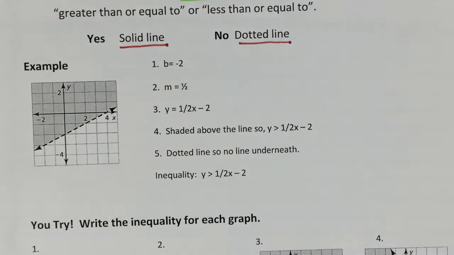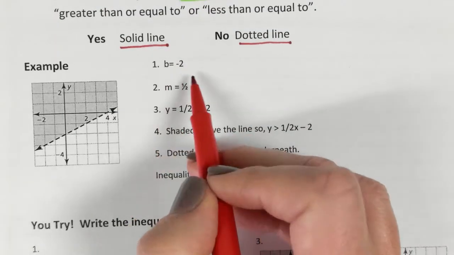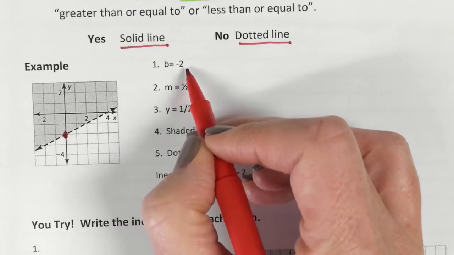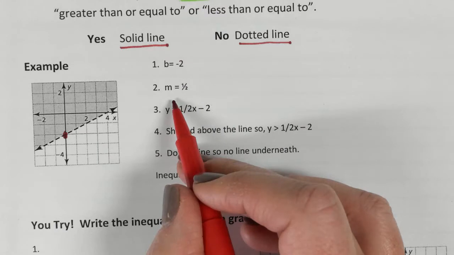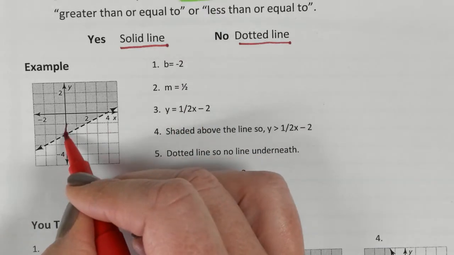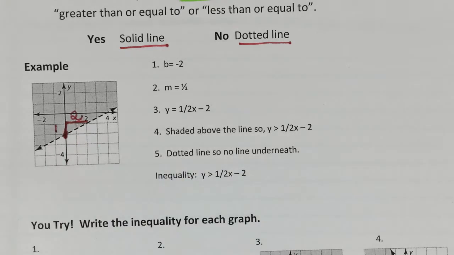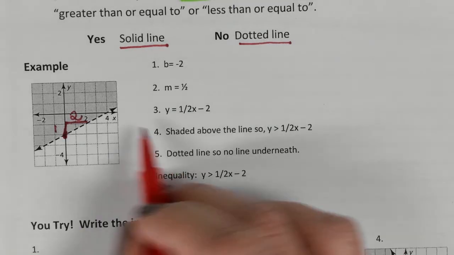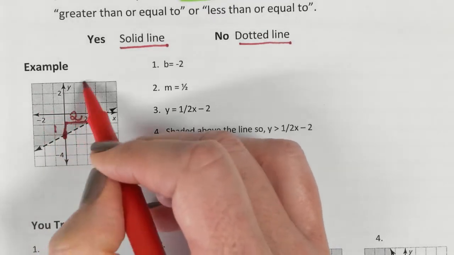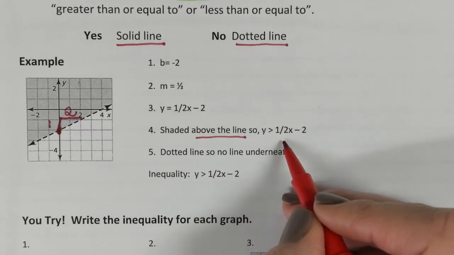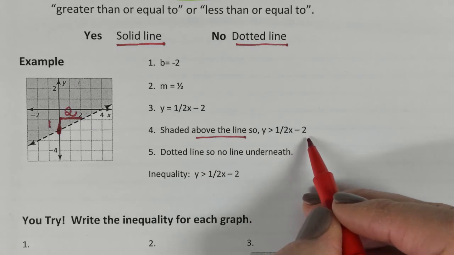I've kind of already walked you through the steps. So number one, the y-intercept, it's right here. Our y-intercept is -2. Our slope is 1/2. Remember, one way to get this is to draw a right triangle and do your rise over run. That's how I would probably quickly do the slope on this. Notice this is shaded above the line. So I would say y is greater than 1/2 x minus 2.